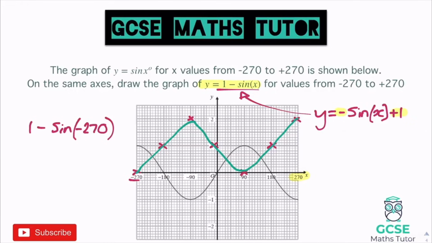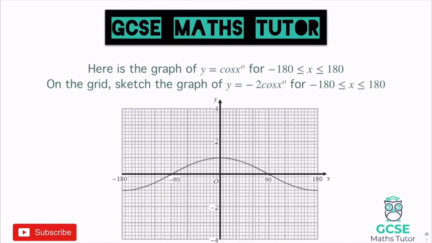So it's up to you which one you prefer, but just a couple of different ways that you can approach that question. Okay, so this says, here is the graph of y equals cos x between the values minus 180 and 180. And again, we can see that on the graph. It does stretch from minus 180 to 180. It says on the grid, sketch the graph of y equals negative 2 cos x, but again between these values.